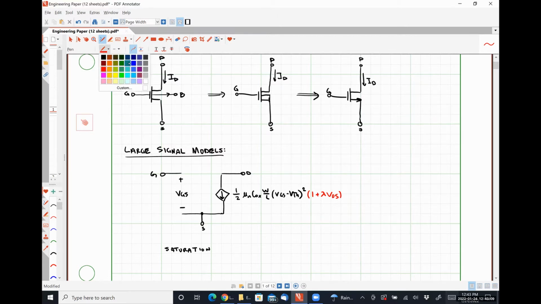And I'm going to introduce something new here. I want to call this quantity mu n Cox W over L, K sub n. K sub n is what's known as a transconductance parameter. So effectively, it's just telling us how efficiently this device converts that voltage into a current. And when we talk about small signal models, it's going to play a role as well.